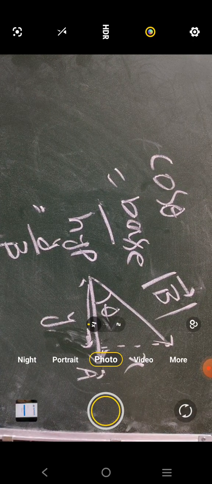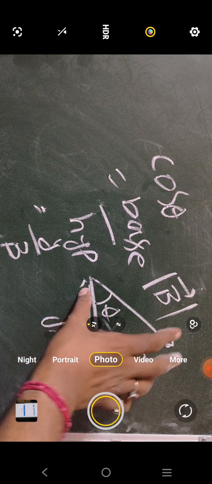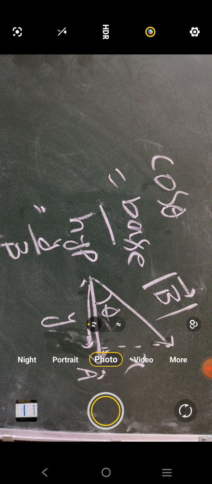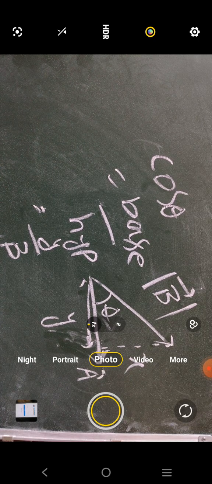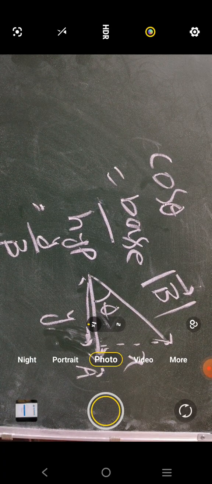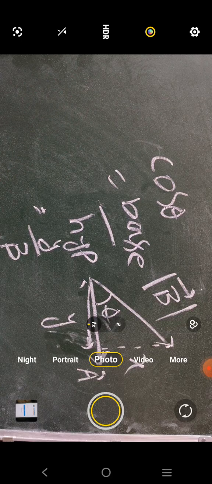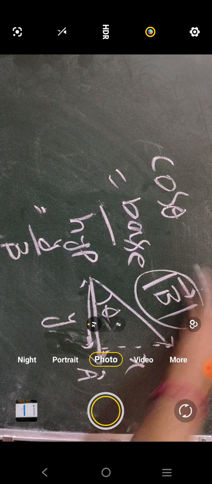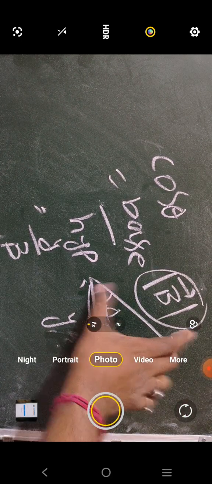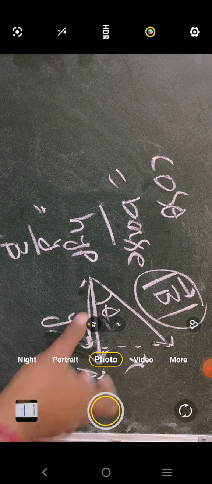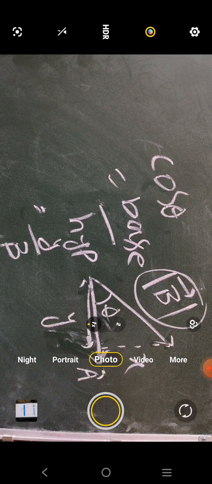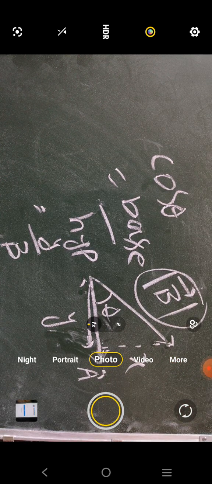Cos theta is, we know, base by hypotenuse. Now here we have taken two vectors, A vector and B vector, and the angle between them is theta. The magnitude of B vector along the direction of B is mod B. Let this magnitude be Y and this perpendicular be X. Let us consider it.